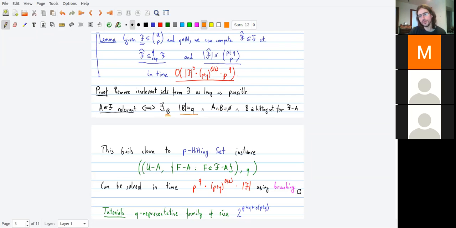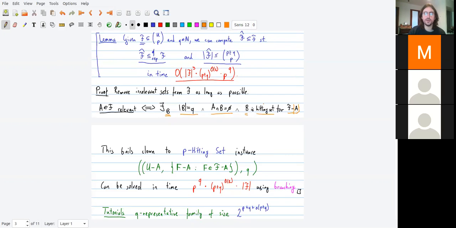So this means that A is disjoint with B, so A and B fit. However, B is not fitting to anybody else in my family F. And what does it mean that it doesn't fit to anybody else? It is not disjoint with anybody else. This means that it intersects everybody else, which means that the set B must be a hitting set for the whole rest of the family, for all the elements of my family apart from A.